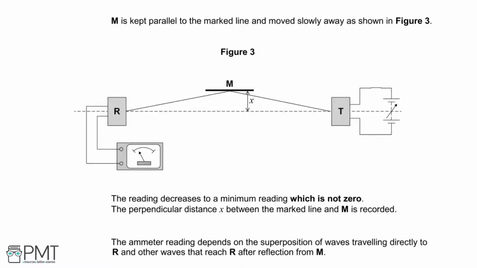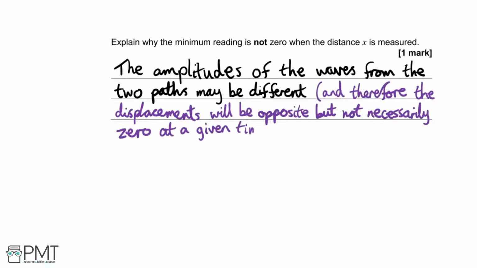But it's not enough to say that they don't fully cancel each other out, because that's not a scientific enough way to say that. So we need to mention amplitude and talk about this idea that the combining waves do not have the same amplitude. Now I've added an extra bit of detail there just about the displacements opposing each other but not being the same in magnitude, so they may not fully oppose each other, but to get that mark you only need to mention what's written in black there. So the amplitudes of the waves from the two paths may be different.